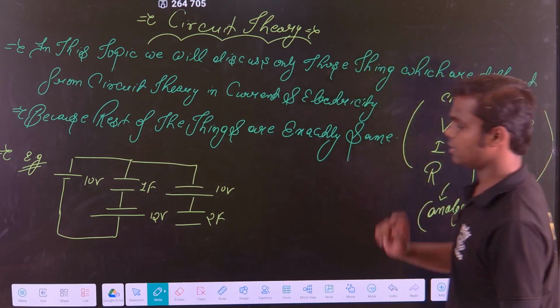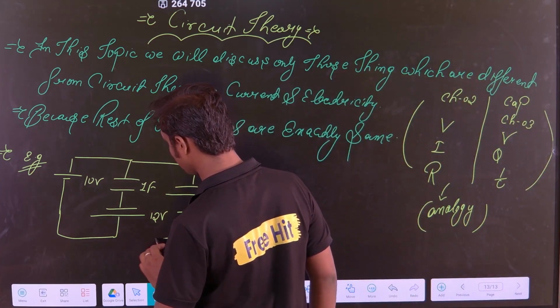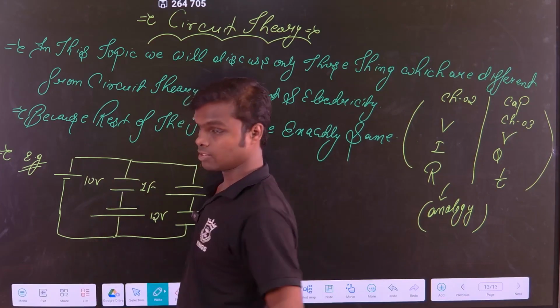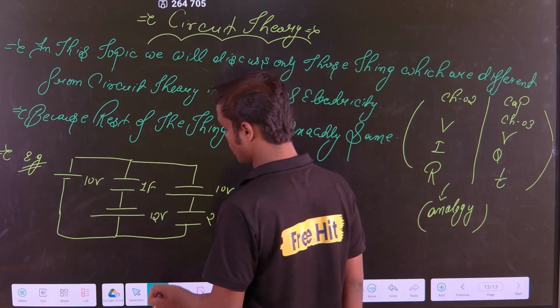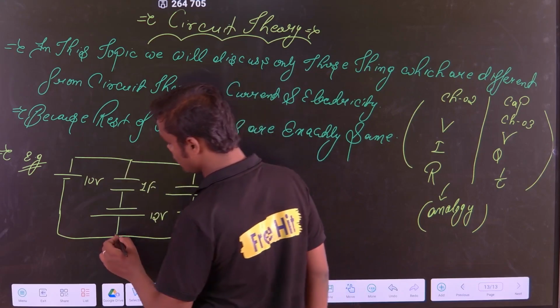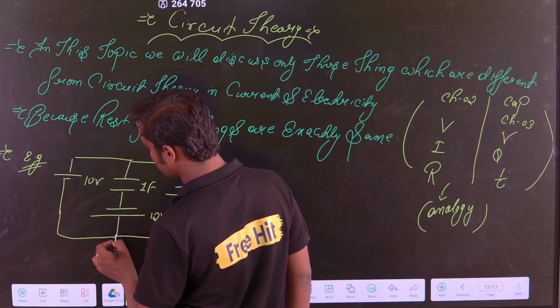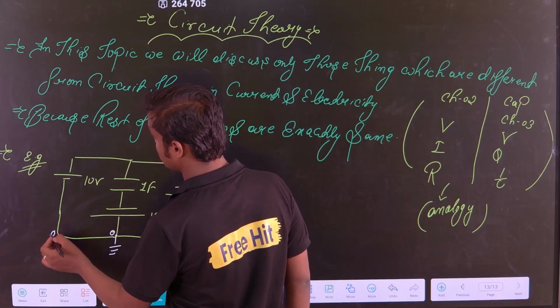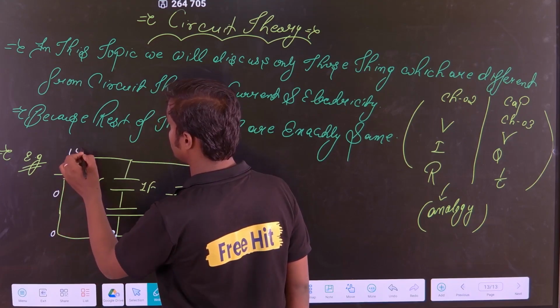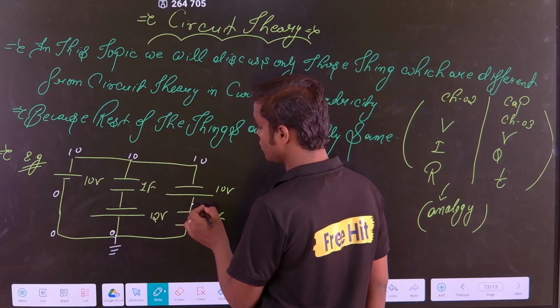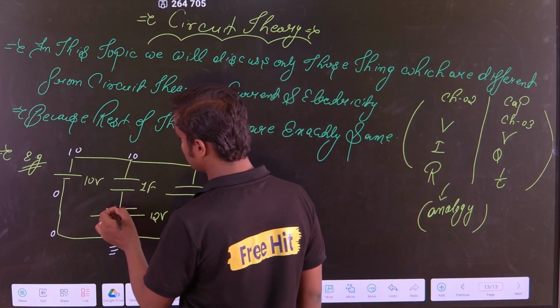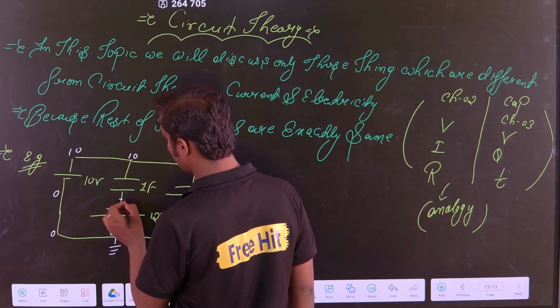Now let us see how I will solve. Simply, what is my method? What is the method I told you? Simple, you first assume 0 at some point. So let us take 0 at this point. If this is 0, this will be 0, this will be 0, this will be 10, this will be 10, this will be 10. What is this potential? This will be 20. What is this potential? This is 0, and this will be minus 12.